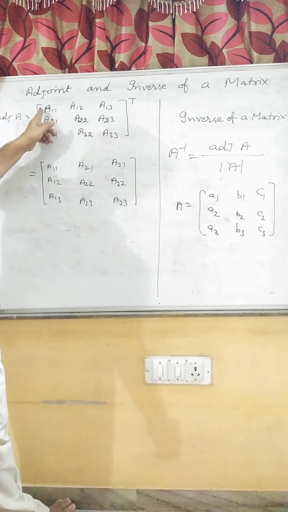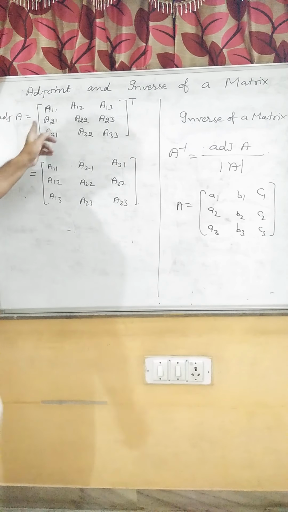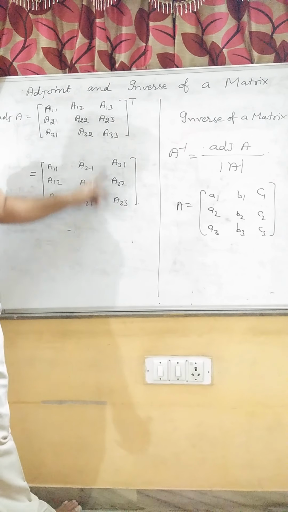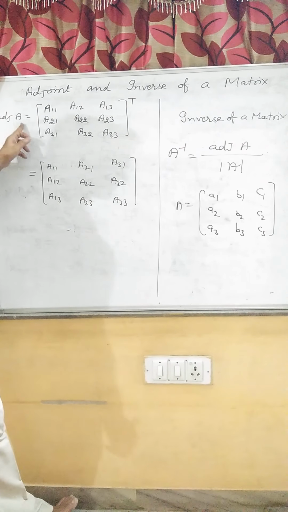Transpose means the first row becomes the first column, the second row becomes the second column, and the third row becomes the third column. Then we call it the adjoint of that matrix. This is the meaning of adjoint.